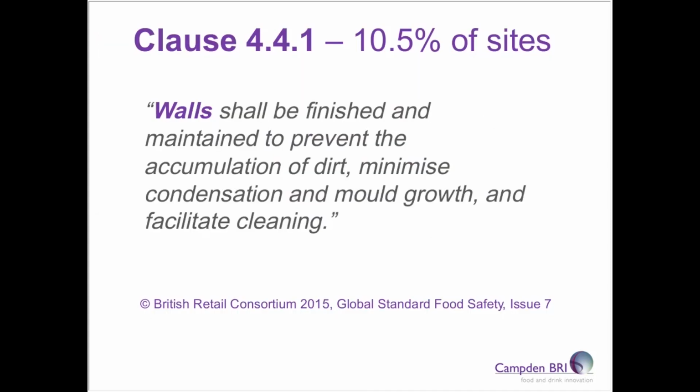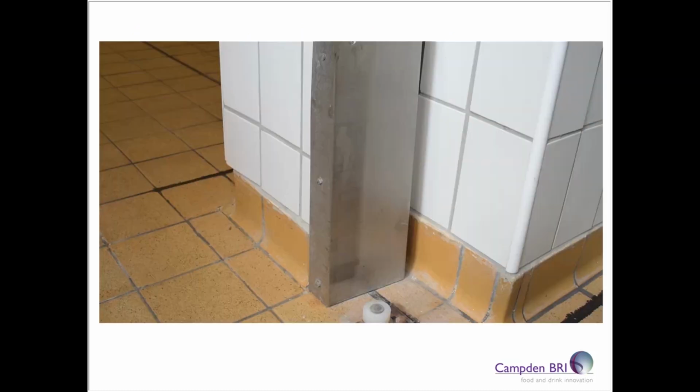The next clause, 10.5% of sites here, 4.4.1, and it's an easy one for auditors, it's walls. Walls should be finished and maintained to prevent the accumulation of dirt, minimise condensation and mould growth, and facilitate cleaning. Now, what you have to bear in mind is not all factories are purpose-built and are modern. Some of them are old Victorian buildings that may have tiles and things such as that, which can make this clause quite difficult. The example here shows an area beside the wall where you can't actually access to clean, so it could be a potential harbourage point for micro or pests.